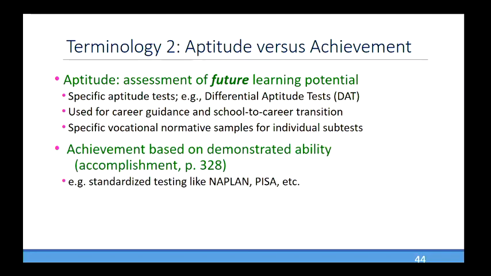Then there's the achievement test. That's based on demonstrated ability, more like your crystallised intelligence. So you can see more there on page 328. So standardised testing like NAPLAN, like PISA, etc.